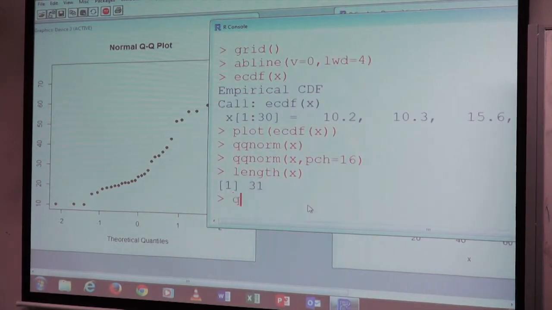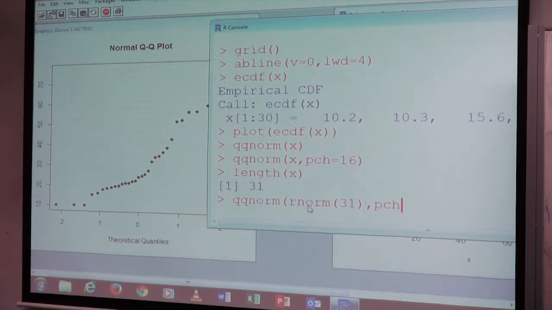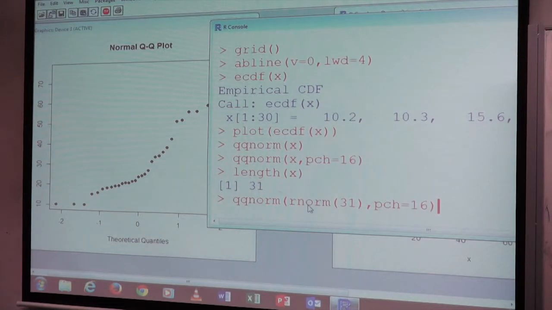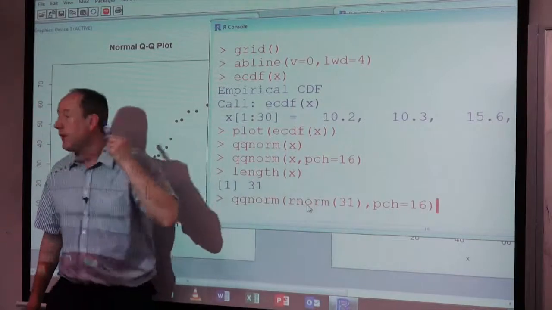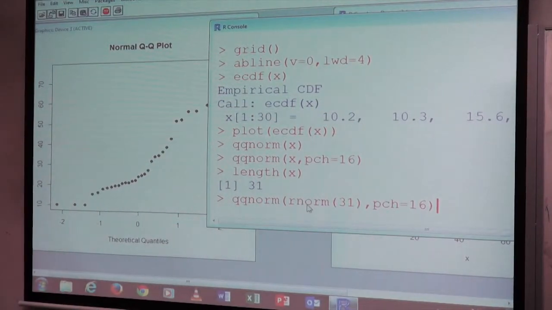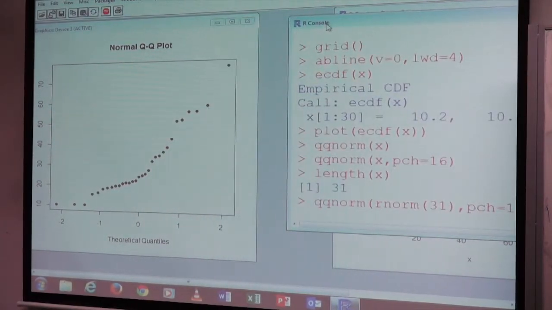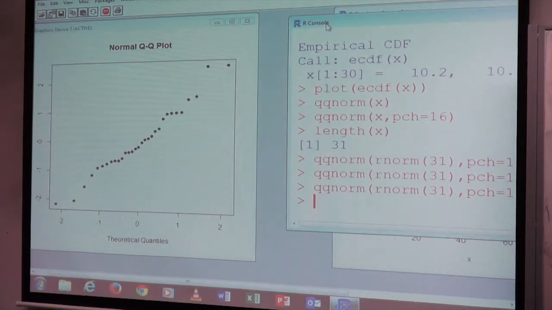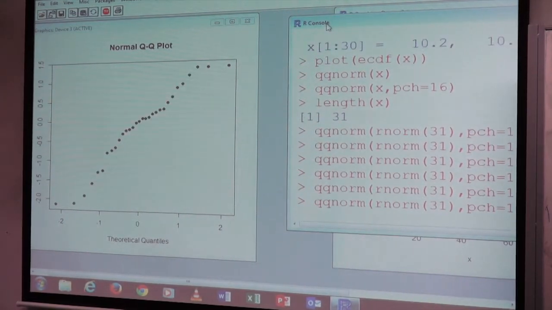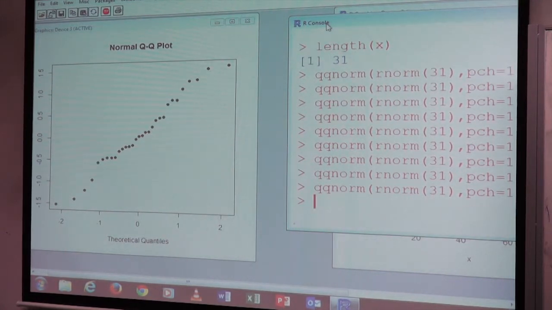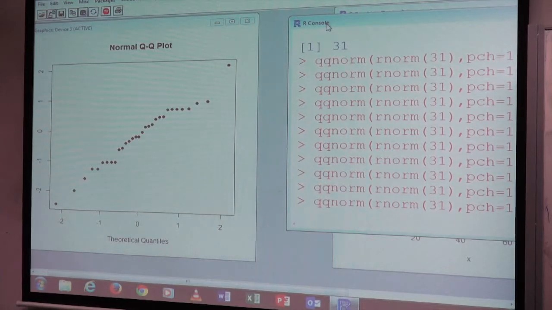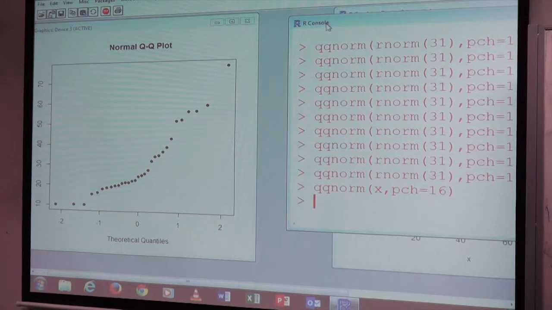31. So if I go qqnorm, rnorm of 31, what we'll get is an idea of how this behaves with truly random data, and we'll get a feeling for how the randomness of the Gaussian sampling process affects the... they all look quite straight to me. See, I'm doing it again and again to get myself an idea of the variability. Reasonably straight. Let's go back to my trees. It's within bounds of possibility, isn't it?